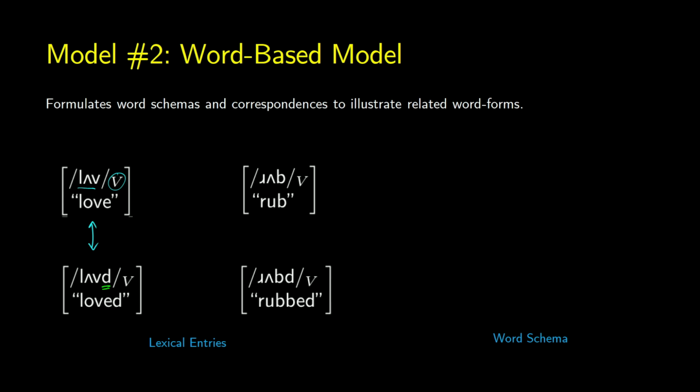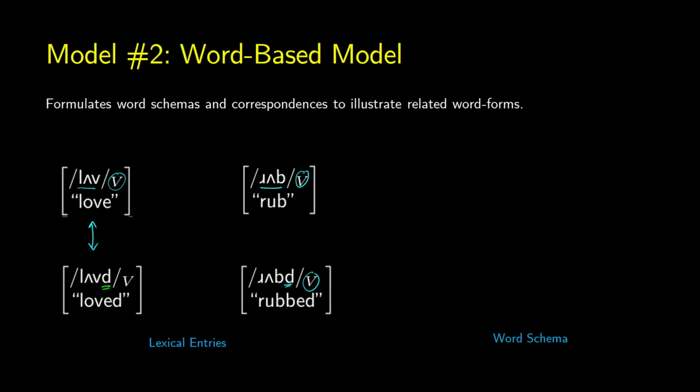Now let's take a look at another example. Rub. Okay, there's the pronunciation of rub. It's a verb. Now we have rubbed again. It's also a verb. And we see that D being added too. So what the word-based model does is it looks for patterns to generalize across. So we can use variables for this.